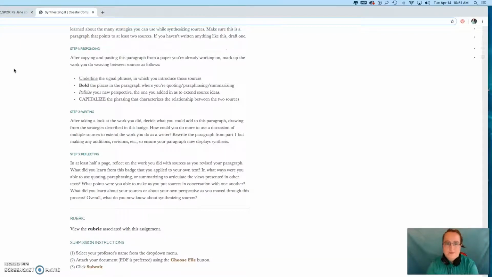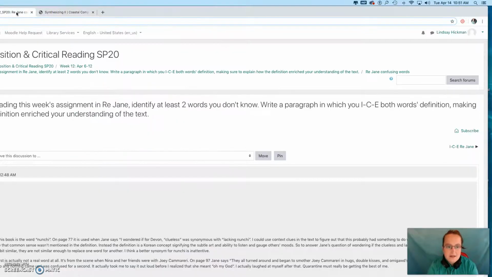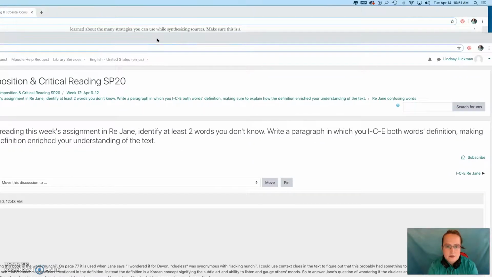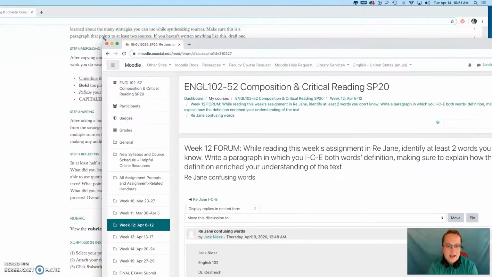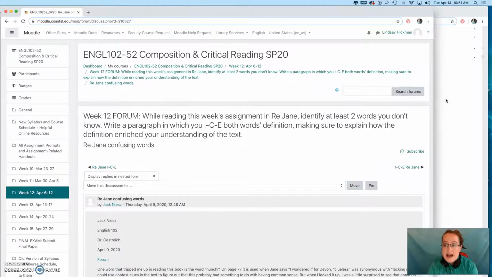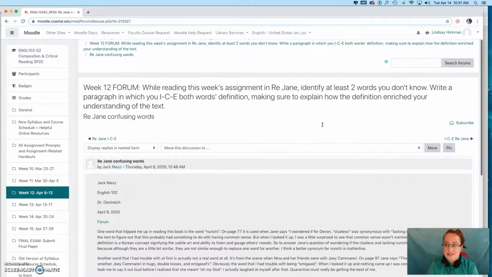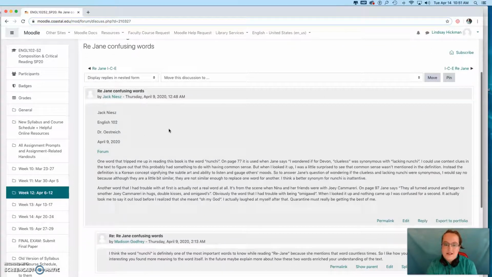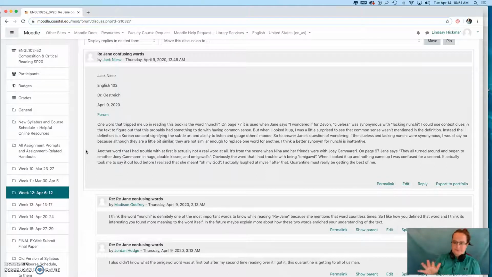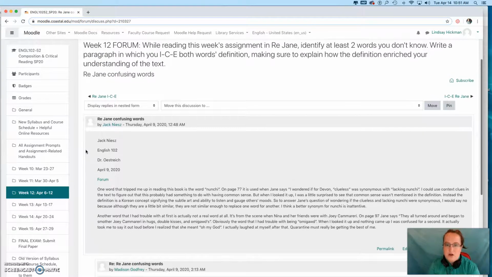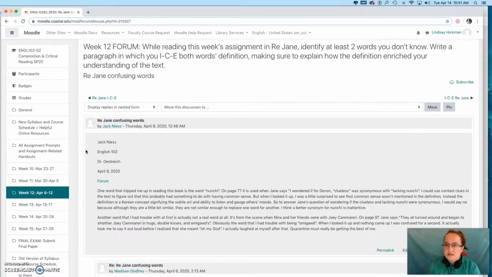Now, we are going to look at an attempt at synthesis that I bet you did not even realize was an attempt at synthesis. So this was from last week's forum post, and it was all about, while reading Red Jane, talk about at least 2 words you don't know. Okay?